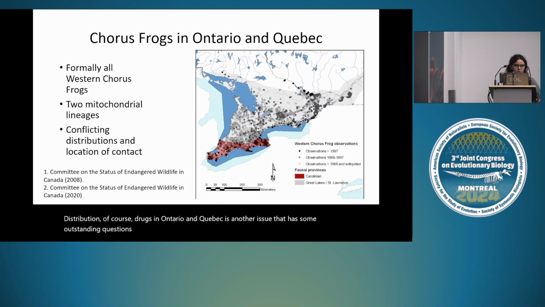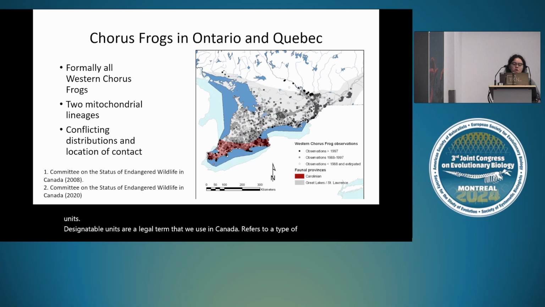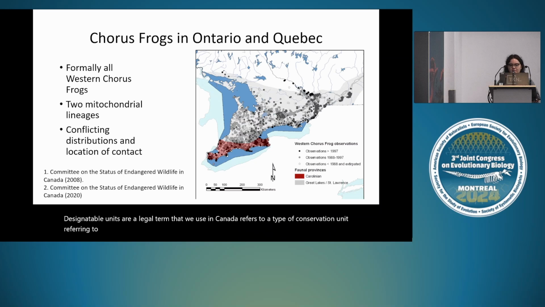Formally, all chorus frogs in Ontario and Quebec are legally classified as Pseudacris triseriata, regardless of the mitochondrial lineage. However, we do recognize that there are 2 separate mitochondrial lineages, which is reflected in the designatable units. Designatable units are a legal term that we use in Canada. It refers to a type of conservation unit referring to populations below the species level.